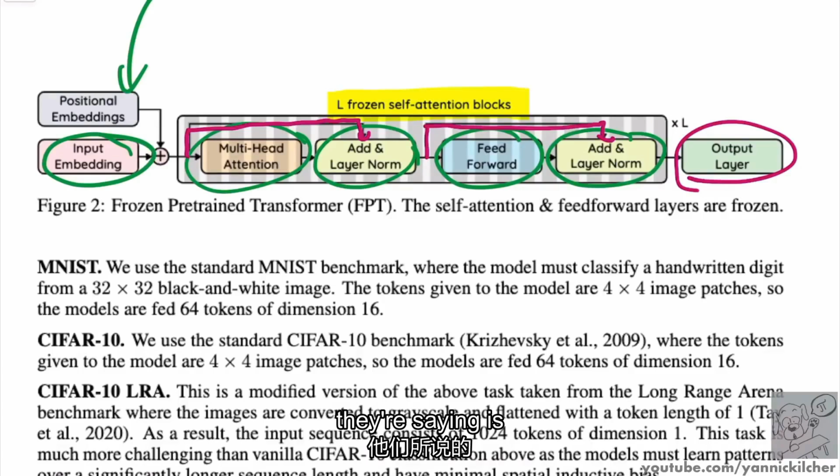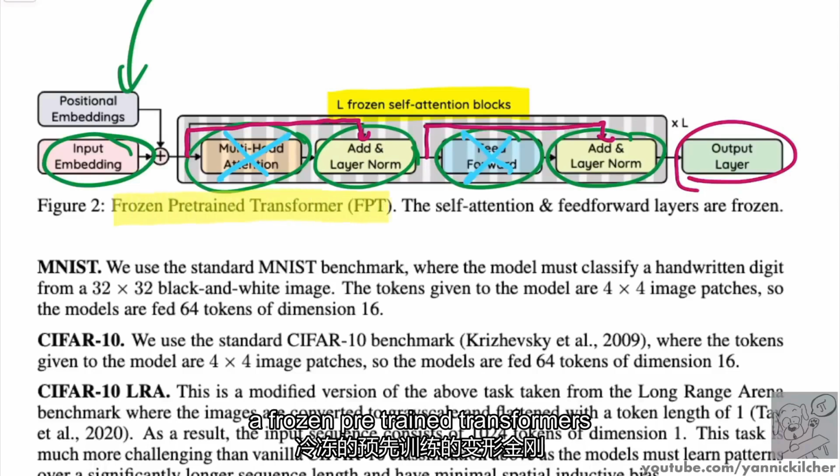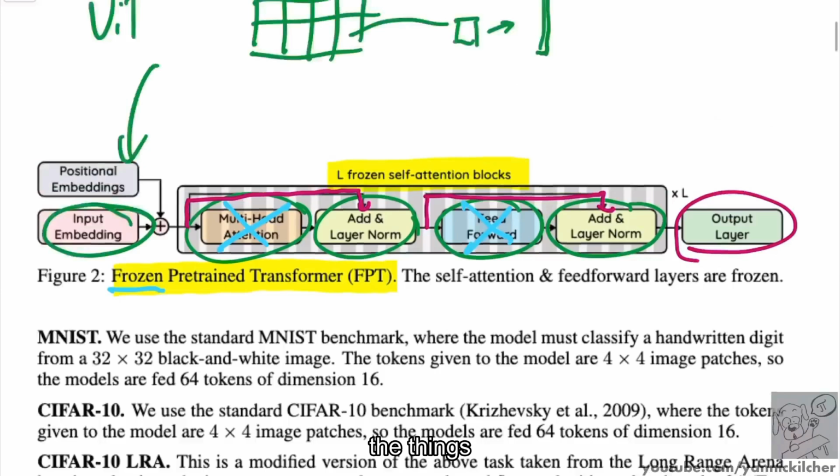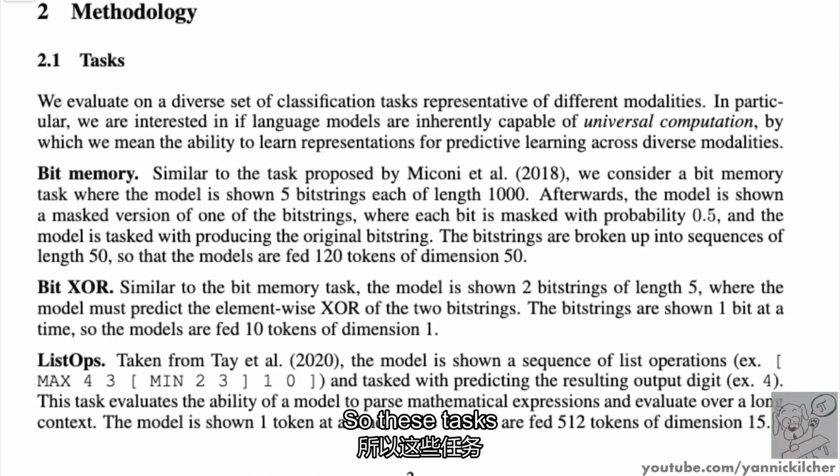So what they're saying is they are not fine-tuning, they are freezing the multi-head attention, and they're also freezing the feed-forward layers. Now these make up like 99% of the transformer. So what they get is a frozen pre-trained transformer, and frozen specifically refers to these parts I marked in blue. In fact, they just keep the attention and the feed-forward layers as they come out of the language pre-training. And then they train the things on different tasks. So these tasks are as follows.